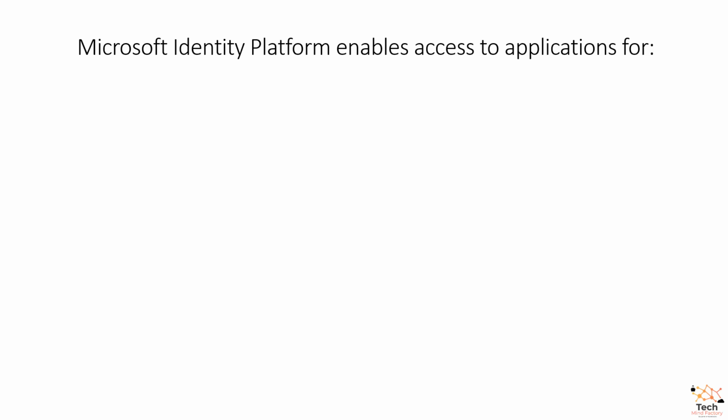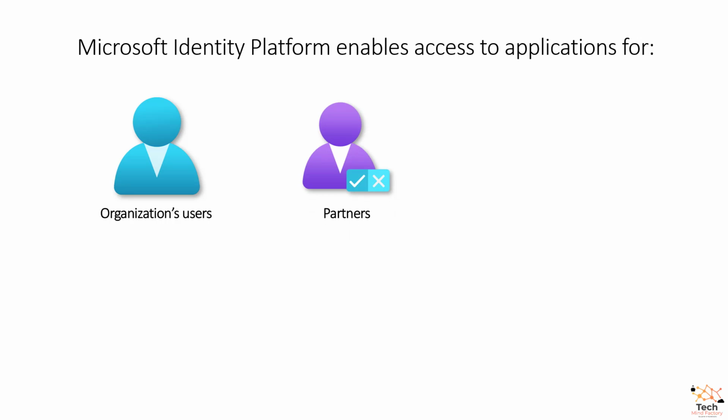So, Microsoft Identity Platform enables access to applications for organizations' users. So this is this corporate world I mentioned, but also for partners. So in this case, if we run an organization and we have Azure Active Directory, we can invite partners to our organization or our Azure AD tenant and share resources with those partners. So for instance, we can provide access to different kinds of applications that we own as an organization.